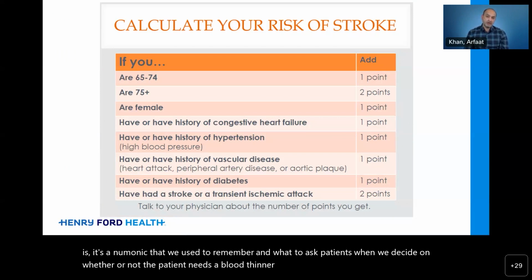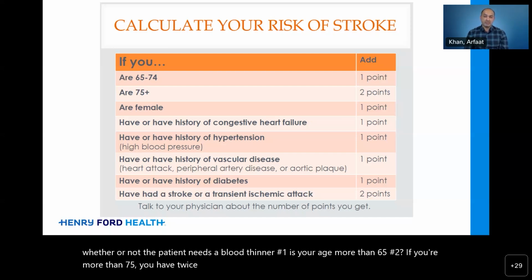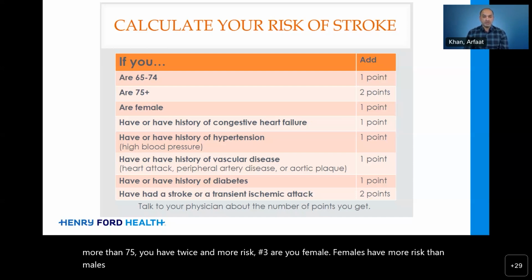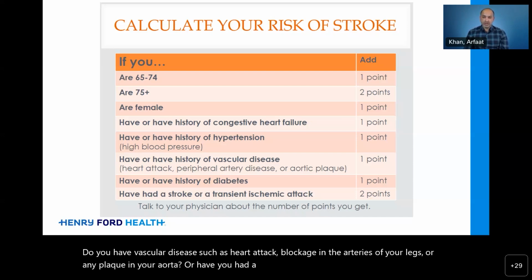Number one, is your age more than 65? Number two, if you're more than 75, you have twice the risk. Number three, are you female? Females have more risk than males. Do you have a history of congestive heart failure? Do you have hypertension? Do you have vascular disease such as a heart attack, blockage in the arteries of your legs, or any plaque in your aorta? Or have you had a prior stroke, which actually carries a very high risk, or are you diabetic?